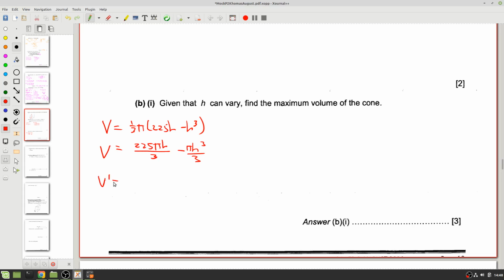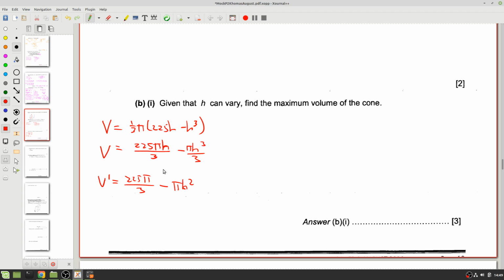So differentiating volume with respect to h, we know here we've just got a single h, so we just get 225 pi over 3 times h to the power 0, which is just 1. Okay, and here we take the 3 multiplied in front, so the 3 and the 3 will cancel out, and we'll just be left with pi h squared. So we subtract 1 from the exponent there.